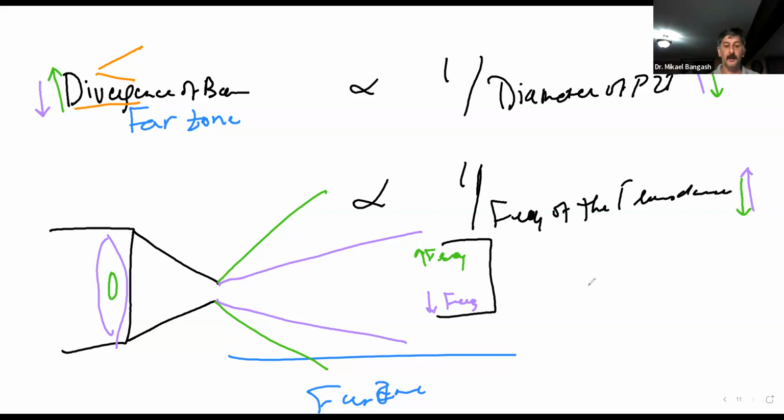How is that going to determine the divergence of the beam in the far zone? Now we're just going to disregard that different frequencies may also cause the focal depth to be changed, because right now we're just focusing on what happens in the far zone. So the low frequency beam is going to have a greater divergence in the far zone, whereas the high frequency beam has a lower divergence in the far zone.